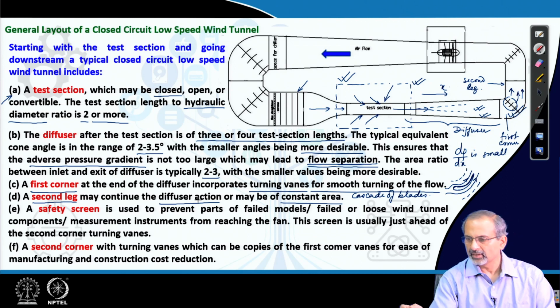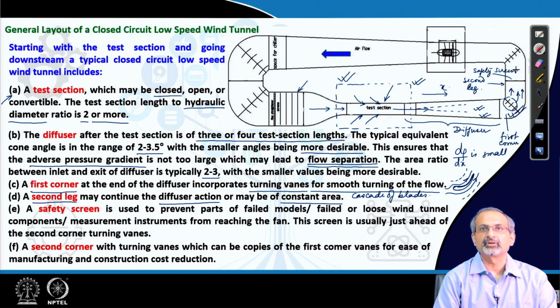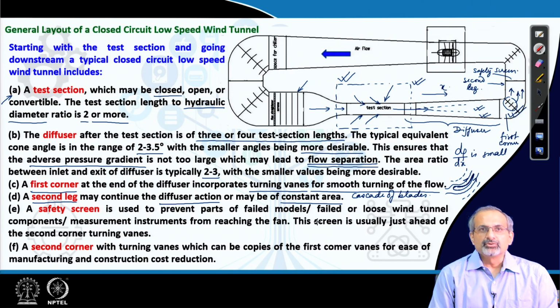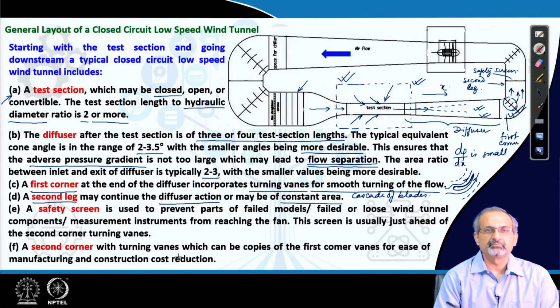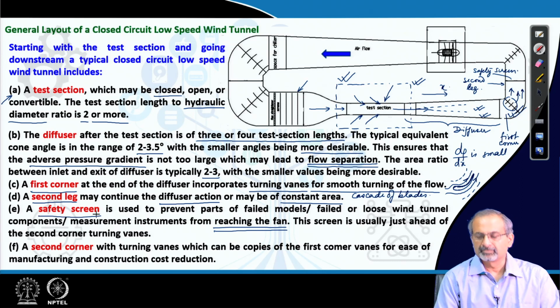Then comes a safety screen somewhere here, and it is used to prevent parts of failed models or failed or loose wind tunnel components, measurement instruments, etc., which have fallen and are being carried by the air. They cannot reach the fan, they get trapped in this safety screen. So, this screen is extremely important to ensure that things do not fly around through the tunnel circuit, but get arrested. Most importantly, get arrested before they reach the fan, otherwise it would damage the fan entirely, because they are all moving at high velocities.